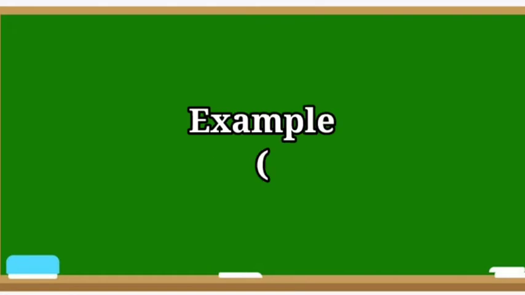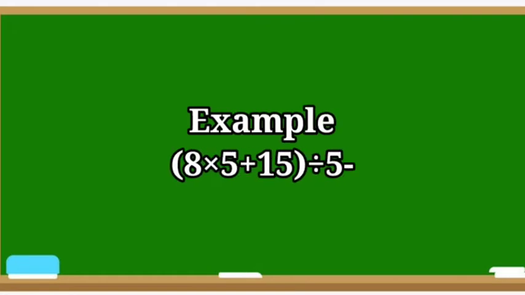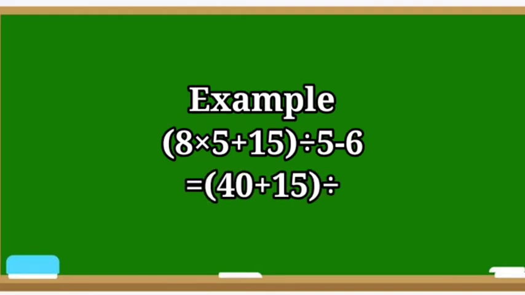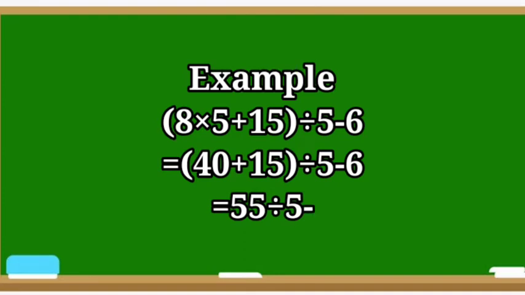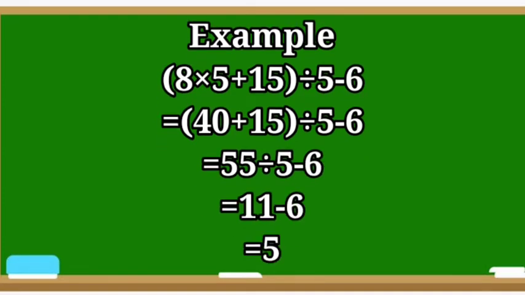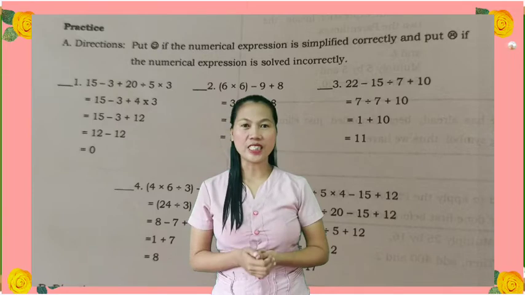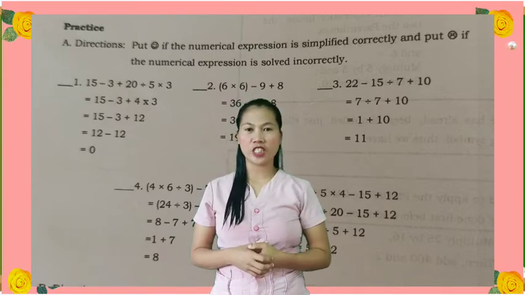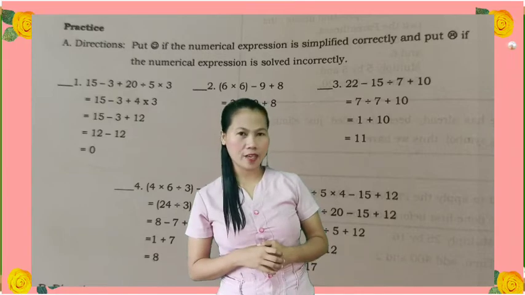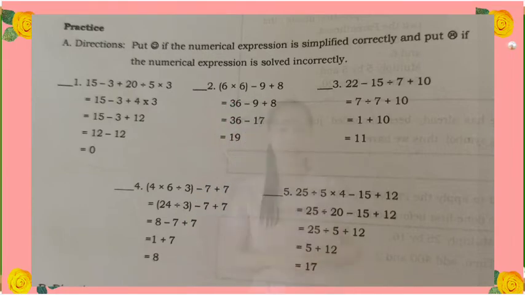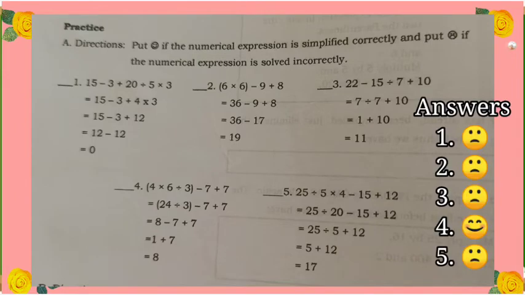Next, 8 times 5 plus 15 divided by 5 minus 6. So we need to solve the expression inside the parentheses. Multiply 8 and 5 first. So 40 plus 15 divided by 5 minus 6. Then add 40 and 15, 55 divided by 5 minus 6. Divide 55 by 5, 11 minus 6. So the answer is 5. So 8 times 5 plus 15 divided by 5 minus 6 is equal to 5. Directions. Put happy face if the numerical expression is simplified correctly, and put sad face if the numerical expression is solved incorrectly.